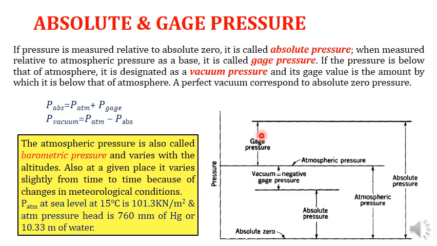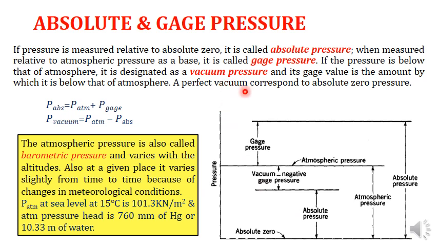Certain fluids may have a pressure more than the atmospheric pressure. Certain fluids may have a pressure less than the atmospheric pressure. If the pressure is more than the atmospheric pressure, it will be the gauge pressure. If the pressure of the fluid under consideration is below the atmospheric pressure, then it is called vacuum or negative gauge pressure. Vacuum pressure or negative gauge pressure. And its gauge value is the amount by which it is below that of atmospheric pressure. A perfect vacuum corresponds to the absolute zero pressure.